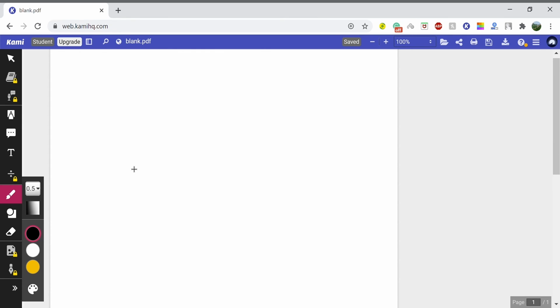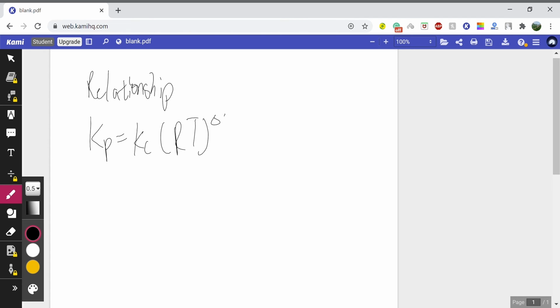So now after we learn Kc and Kp, we want to learn the relationship between Kc and Kp. To find the relationship, this is the formula. Kp is equal to Kc times RT to the power of change in n.